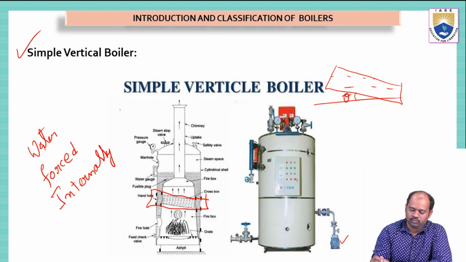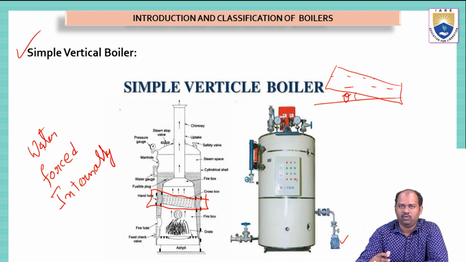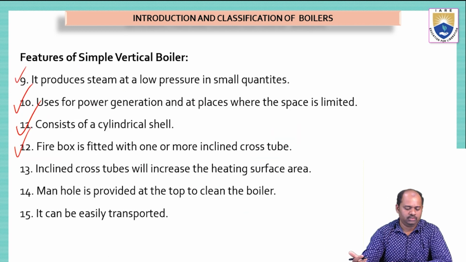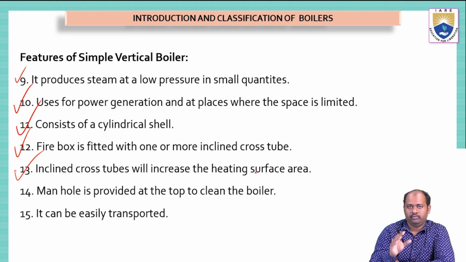Now, the angle that is given to this water tube is indicating the natural circulation. So when the tube is kept inclined, we can make the water flow on its own. There is no need to use any external pumps for circulation. So to make it naturally movable, for natural circulation, we have kept the water tube at an inclination. Now see here, inclined cross tubes will also increase the heating surface area. So whenever the tube is inclined, we can increase the surface area.